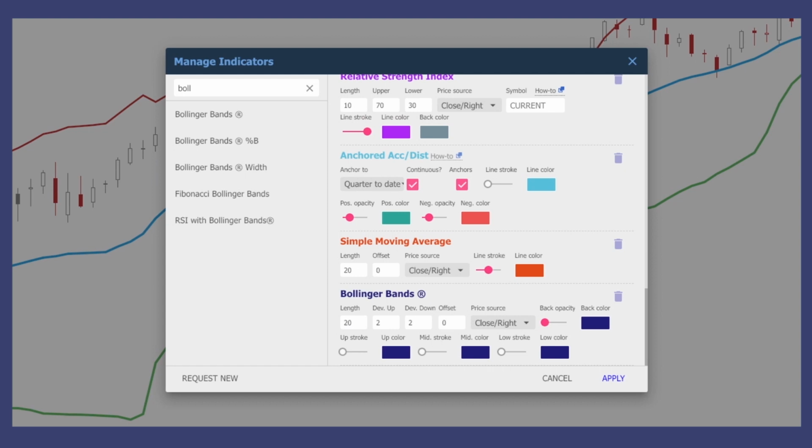Price close dash right just means that's what you're using as your price source as the average. So if you're looking at the last 20 closes, that's what the price source means.